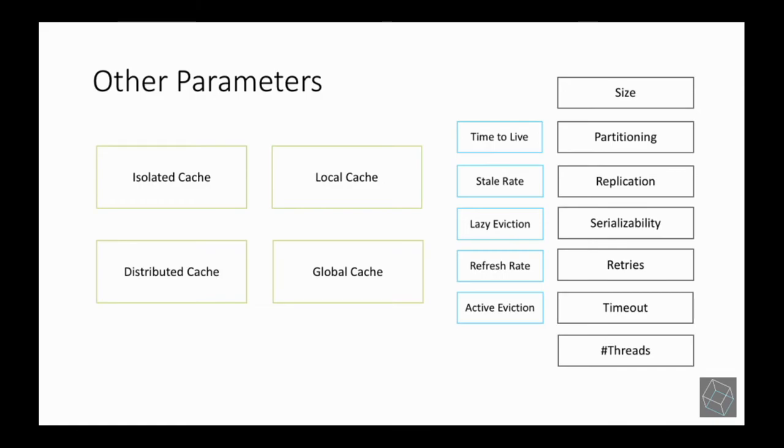Active eviction is like, instead of lazy eviction, you actually go and ensure that the data gets removed from the cache, so that you know how much data is available now in your cache. And there are actually advantages of lazy eviction versus active eviction that we'll talk about maybe in our next video, just to reduce the information overload.